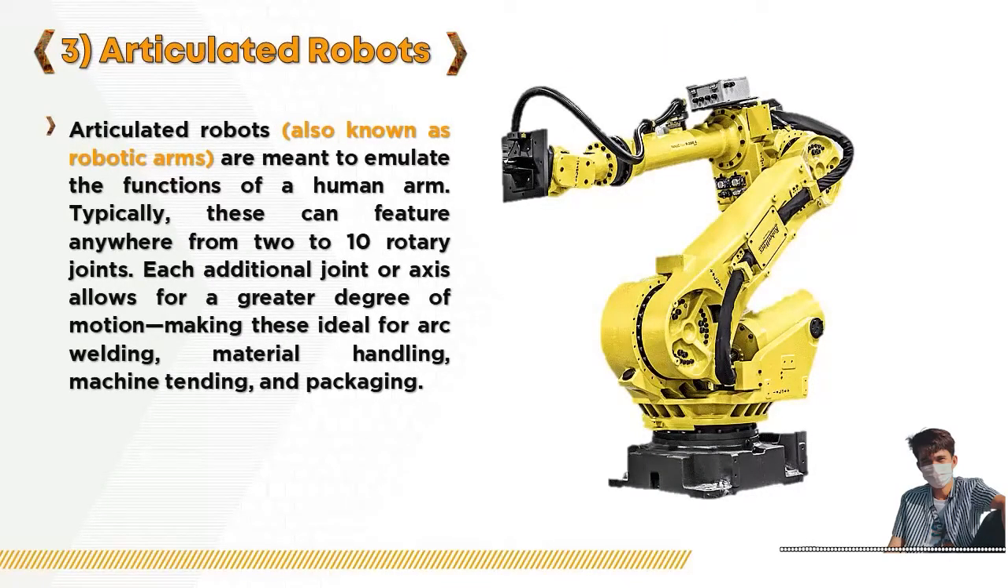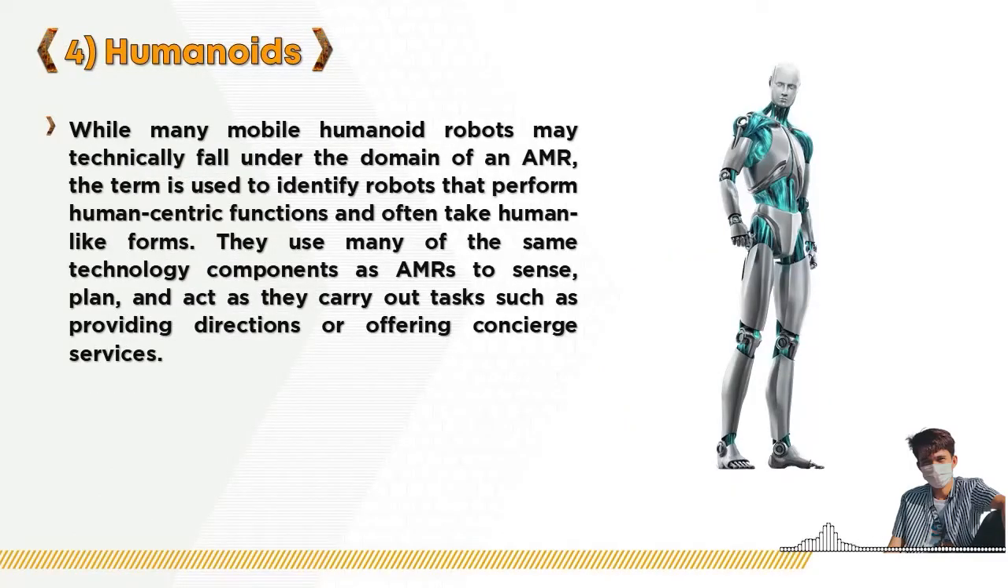Third, articulated robots. Articulated robots, also known as robotic arms, are meant to emulate the functions of a human arm. Typically, these can feature anywhere from 2 to 10 rotary joints. Each additional joint or axis allows a greater degree of motion, making this ideal for arc welding, material handling, machine tending, and packaging. Fourth is the humanoids.